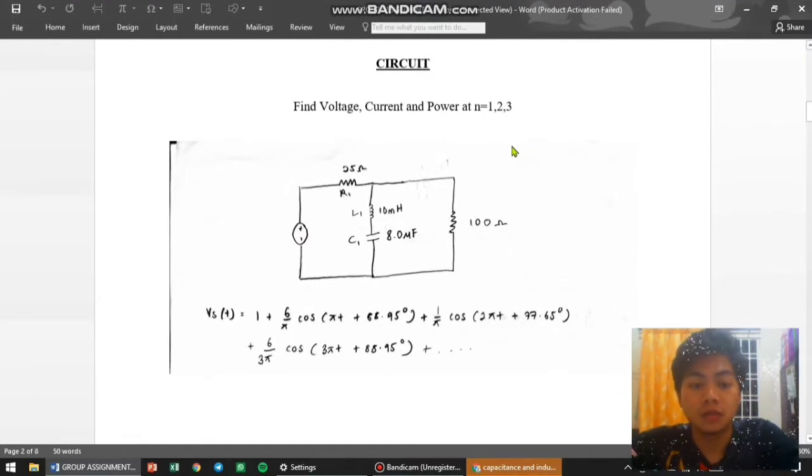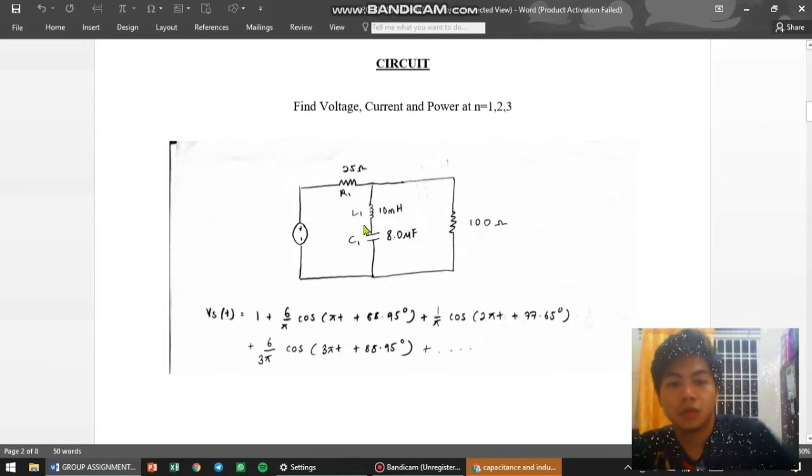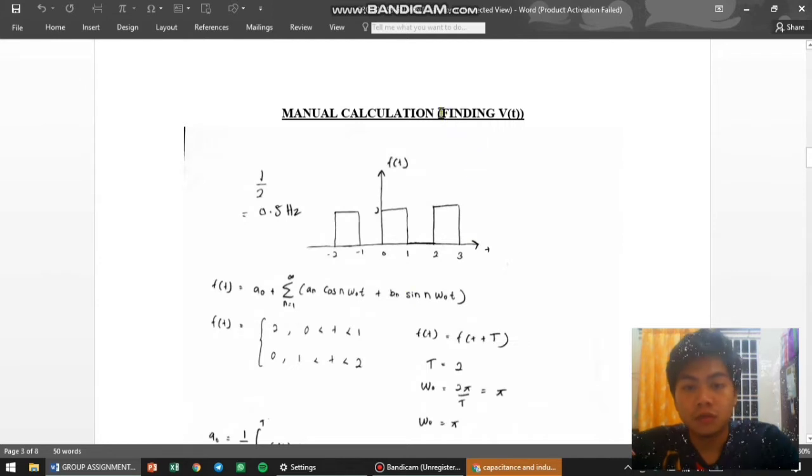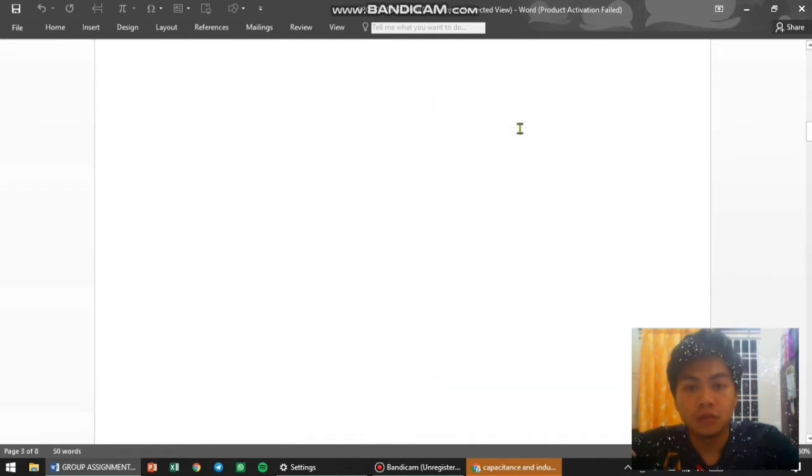I will present a calculation manual for group assignment. So, firstly, I'm going to show our circuit that our group has discussed, which has two resistors, one capacitor, and one inductor. So this is the information that we get for this circuit. So we go for finding VT, which is this one.